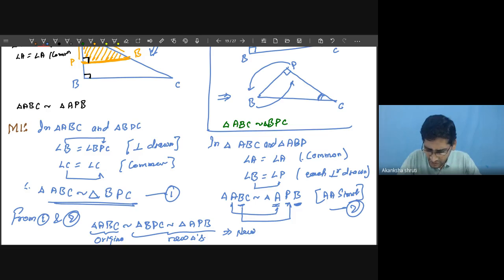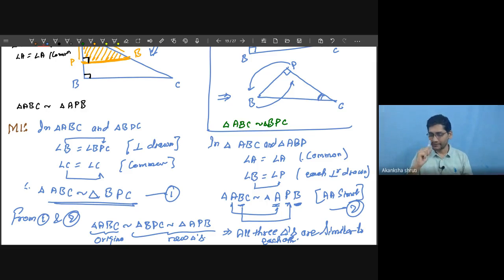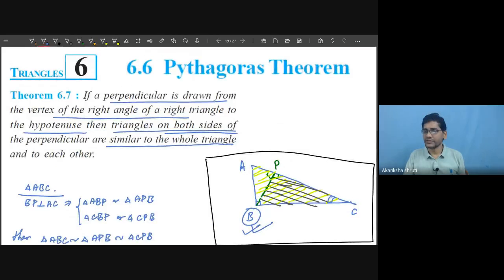So the new triangles are similar, or we may write directly as all 3 triangles are similar to each other. Okay, student? It is one thing that we have to keep in mind. So it was the method 1. But I want to tell you something additional.